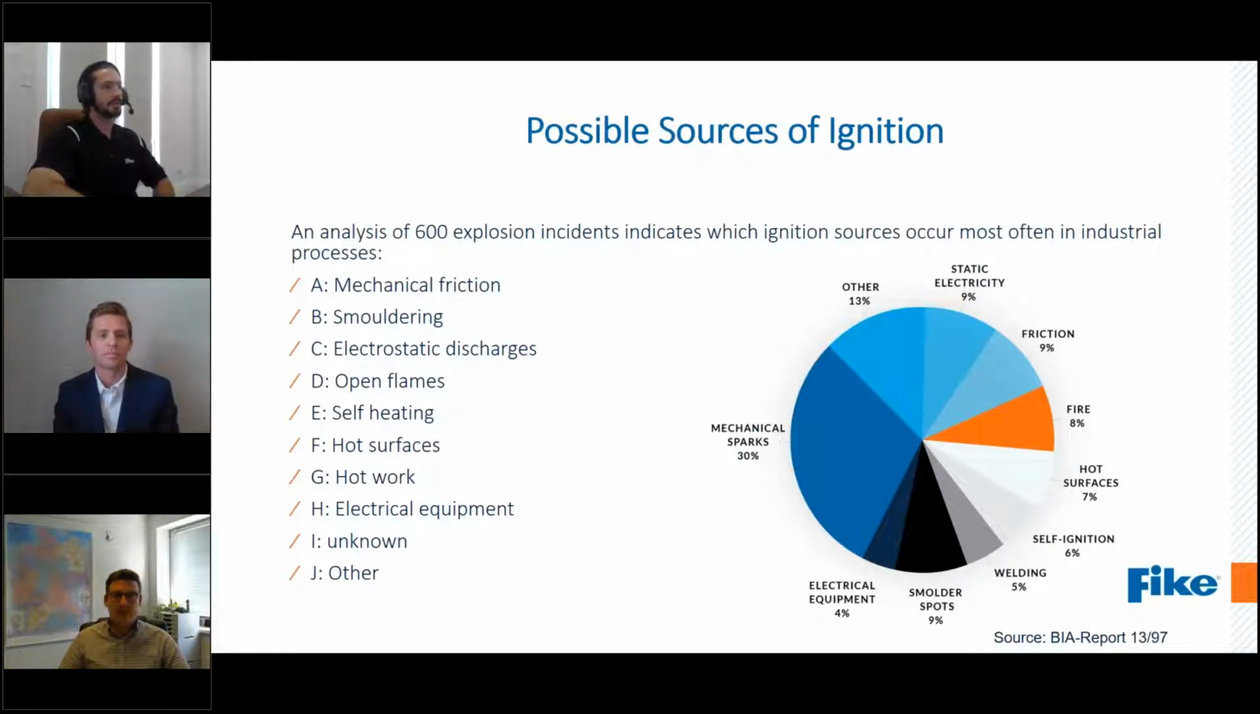Here is a good tabulation that we have procured from a BIA report. It covers over 600 explosion incidents, and it tells you what the most likely cause of ignition might be. Largely, the industry tends to see ignition due to mechanical friction. Second, we see it quite often with smoldering, static electricity, and friction. There are a few others here. We'll go through these a little bit more specifically in the slides to come.